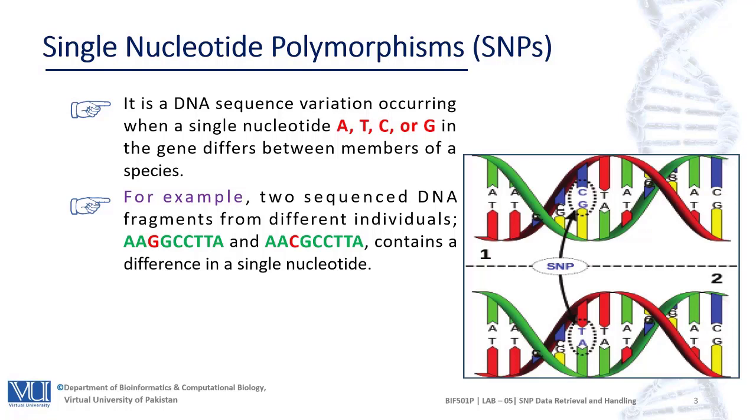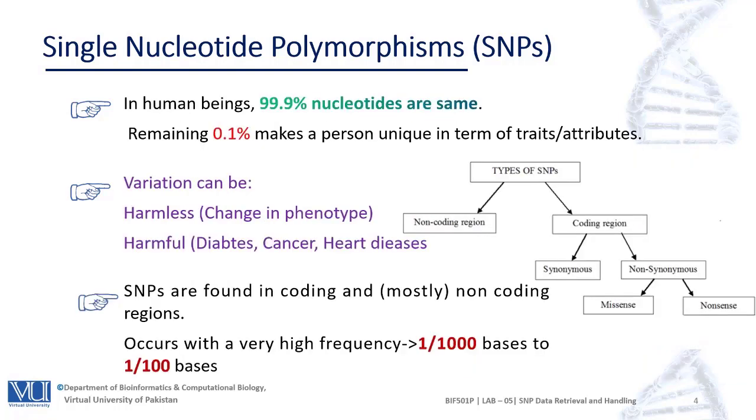For example, two sequenced DNA fragments from different individuals, as mentioned here: one has the sequence AAGGCCTTA and the other has AACGCCTTA. This contains a difference in a single nucleotide at position number 3, where G is replaced with C. In human beings, 99.9% of nucleotides are the same, whereas the remaining 0.1% make a person unique in terms of attributes, traits, and characteristics.